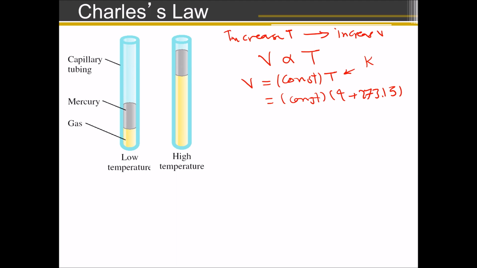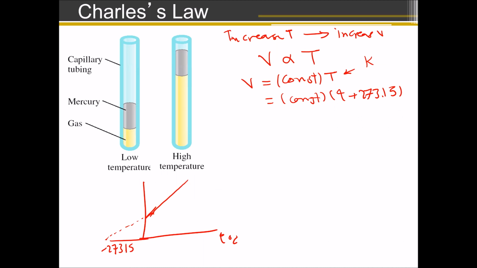Because again, if you plot volume versus temperature in Celsius, basically it's going to be a straight line, but it's not going to cross the origin. It's going to actually go all the way down to negative 273.15.